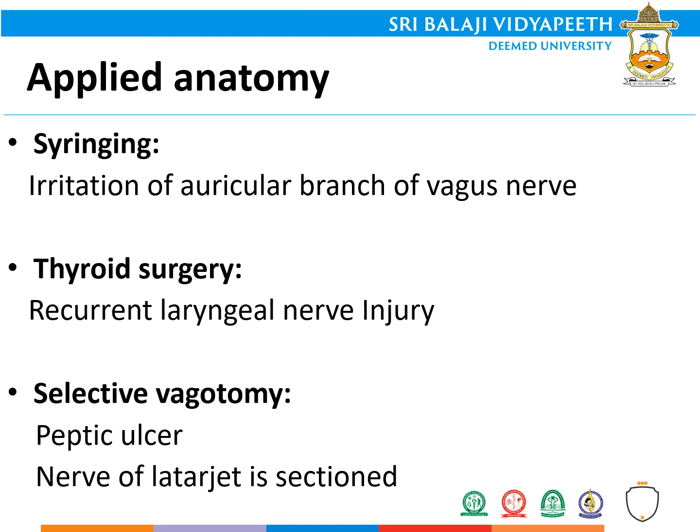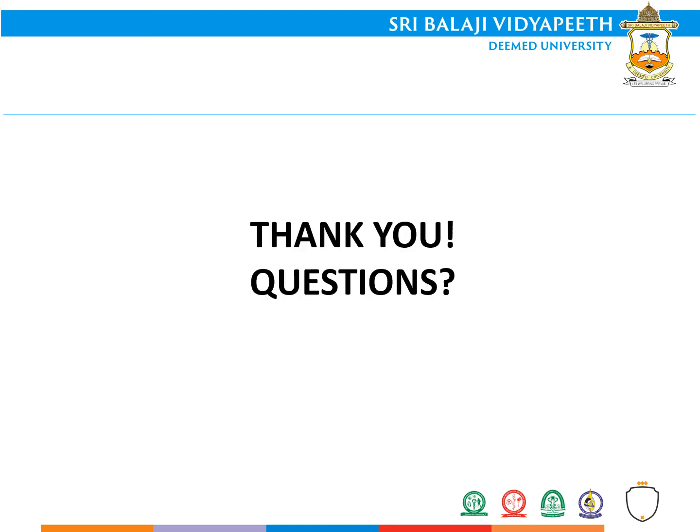And during thyroid surgeries, the recurrent laryngeal nerve is very often damaged, so care needs to be taken to avoid it. And lastly, for peptic ulcers which are intractable, selective vagotomy, that is the cutting of the vagus nerve, is performed, and the nerve of Latarjet is the nerve which is usually sectioned.